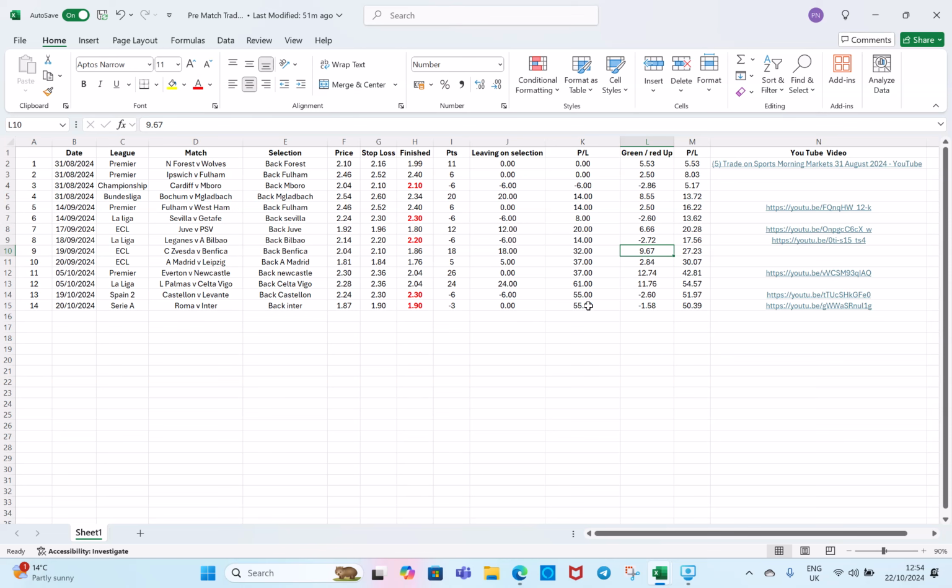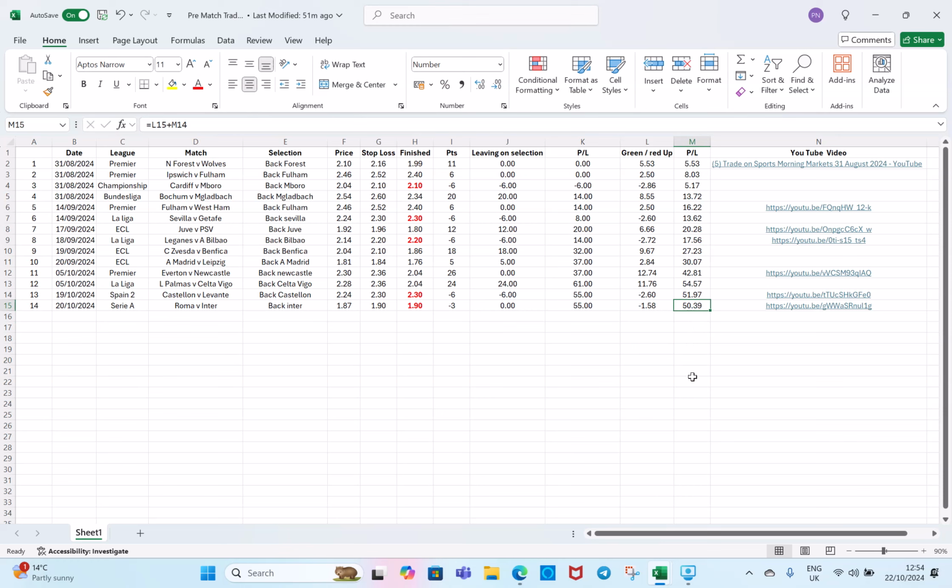So after about 14 trades in the past couple of months, month and a half, we're 55 points up on leaving on the selection, and 50 points up on the greening up. I prefer to green up. I prefer to green up and leave, so you're not having to think about it then.